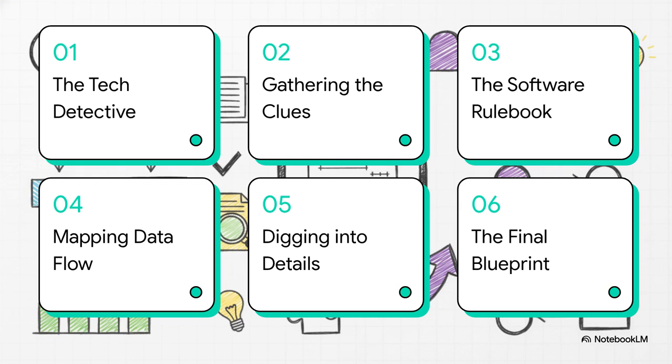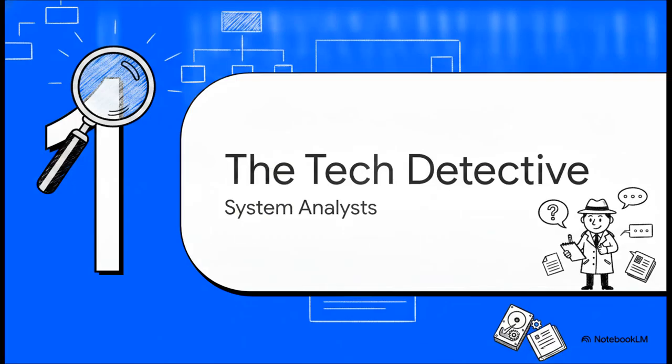1. The tech detective. 2. Gathering the clues. 3. The software rulebook. 4. Mapping the data flow. 5. Digging into details. And 6. The final blueprint. All right, let's jump into section 1, the tech detective.